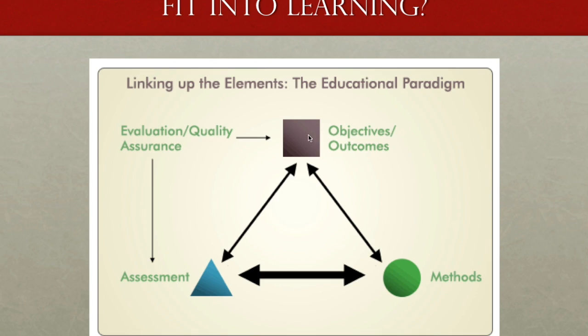So where does it all fit? It's the key point. It's a square, and objectives and outcomes sit there. Everything else feeds into it. The methods for teaching those objectives lead to the learning outcomes for the students, and the assessment is the tool that provides the link between those things. So the assessment will determine whether our methods have appropriately taught the students to achieve the learning outcomes.